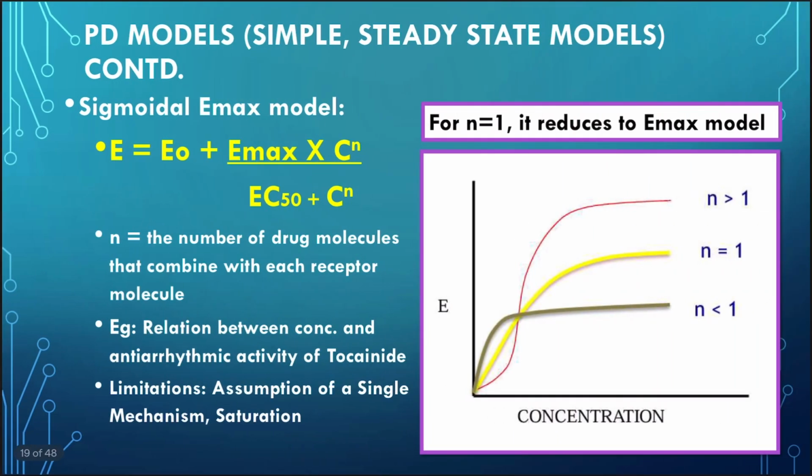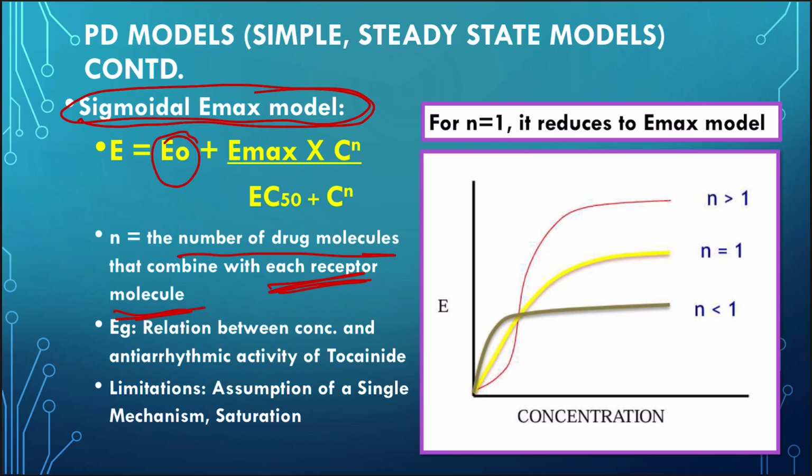Now coming to the next one, that is the sigmoidal Emax model. The sigmoidal Emax model was given by Hill, and here the effect is equal to the baseline effect plus Emax into C to the power n by EC50 to the power n plus C to the power n. Emax is the maximum effect, EC50 is the concentration at which we get half of the maximum effect, and n is the number of drug molecules which bind to each receptor molecule.